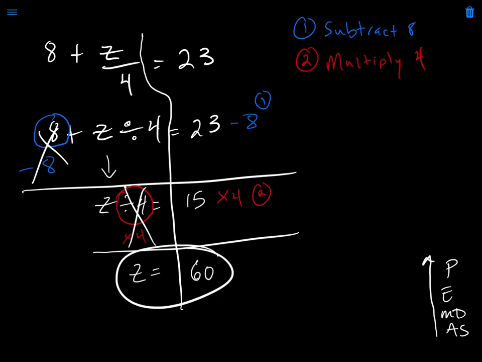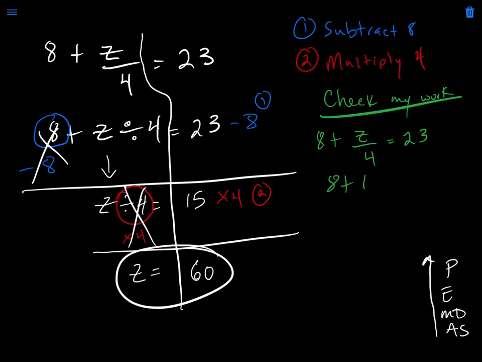Well, let's see. If I take 60 and plug it in for z, here's the part where I'm going to check my work. I'm going to do 8 plus z divided by 4 is equal to 23. So that's going to be 8 plus 60 divided by 4 equals 23. 60 divided by 4 is 15. So 8 plus 15 equals 23? I think so, yeah. So yeah, we did it absolutely right.